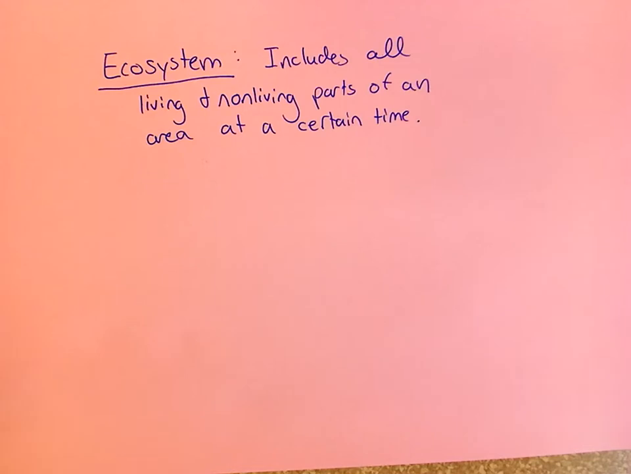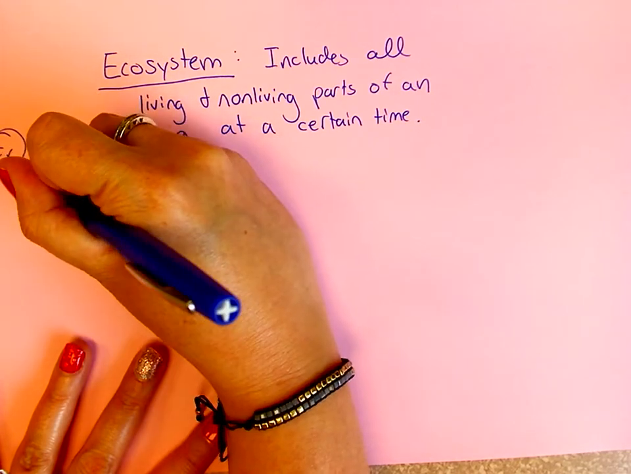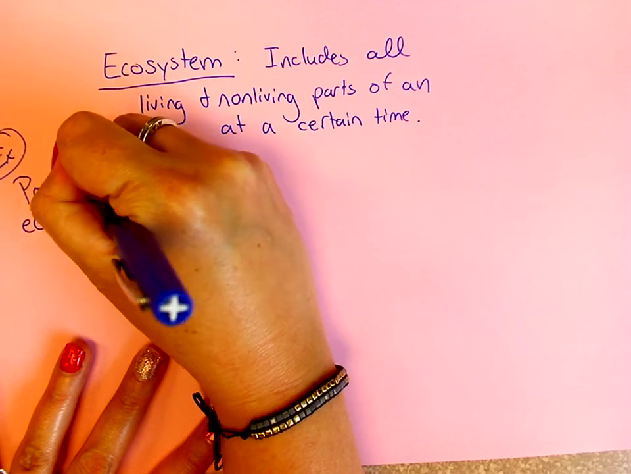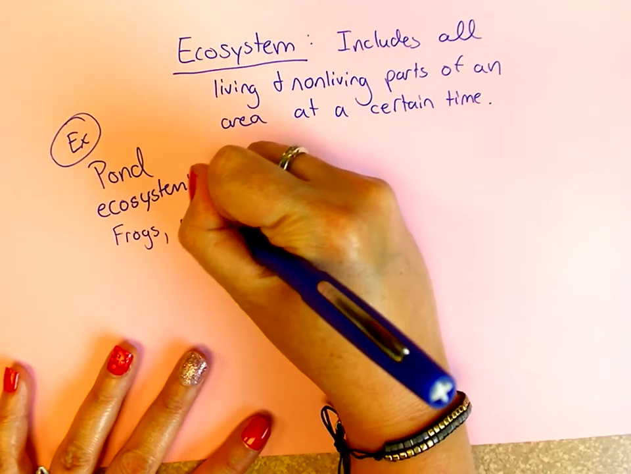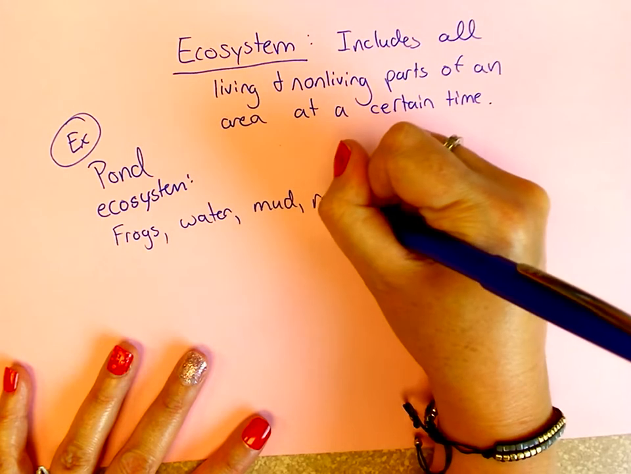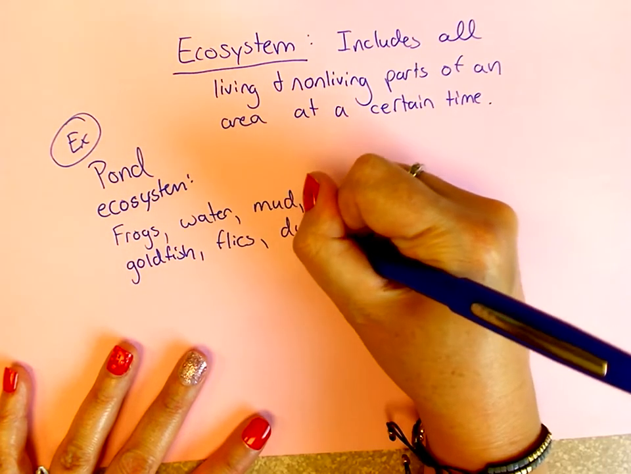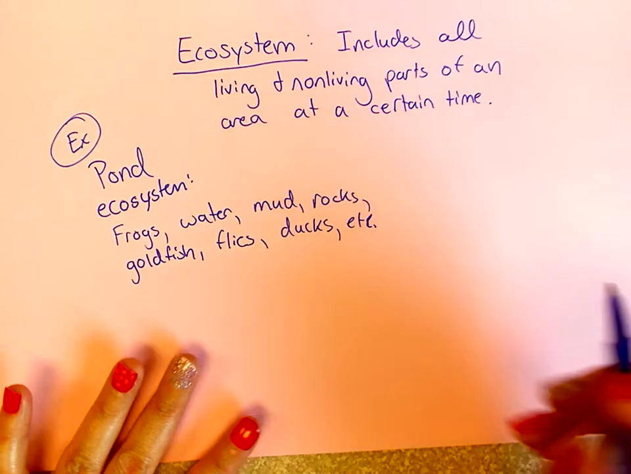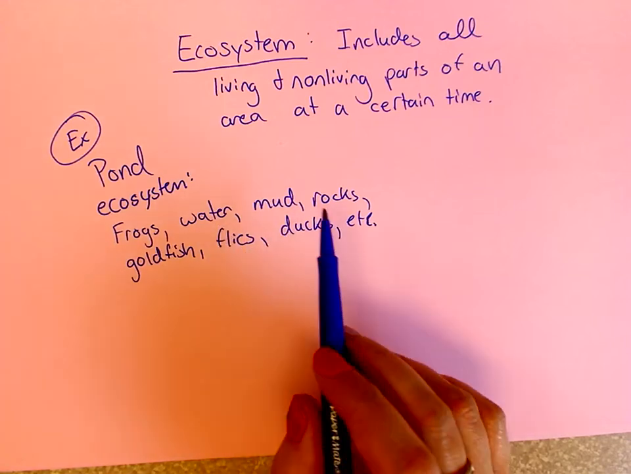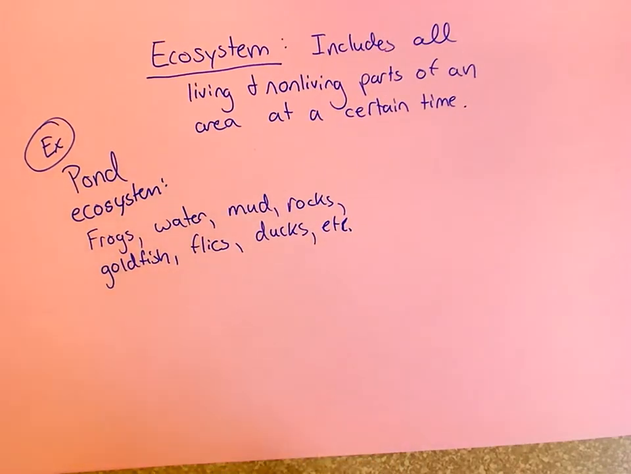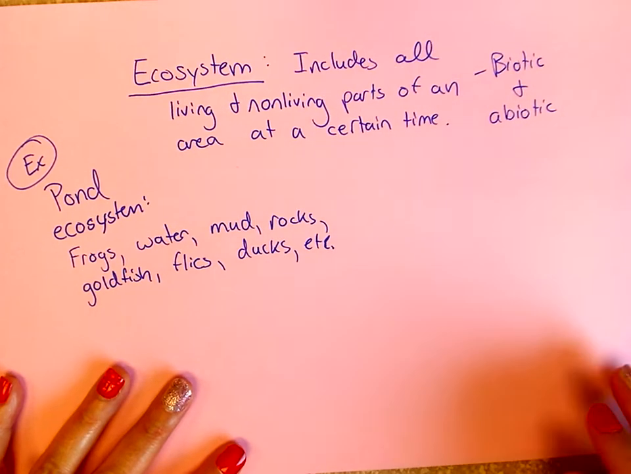So when I'm looking at an ecosystem, I could be talking about one anywhere. I could be talking about a pond. So a pond ecosystem, here's my example. A pond ecosystem might include something like frogs. It might include, of course, water, maybe mud, rocks, maybe some goldfish, maybe some flies, ducks, etc. It's all living and non-living things there. So notice I have my living things, frogs, goldfish, flies, ducks, all of that, and my non-living things, which would be my water, mud, rocks, all living and non-living things. Or in other words, as we've learned so far, it's going to include biotic and abiotic factors, okay? Both things.